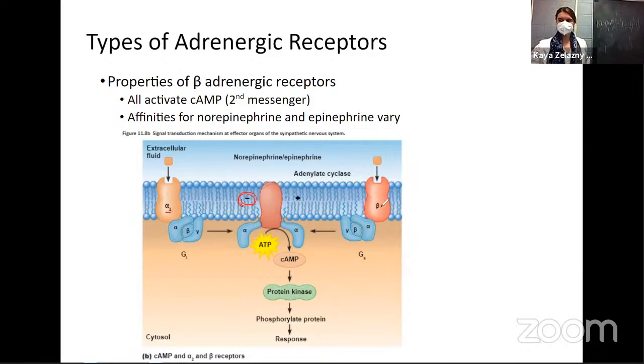So all our beta receptors are going to be activating that system. So there would always be a plus if it's a beta receptor.